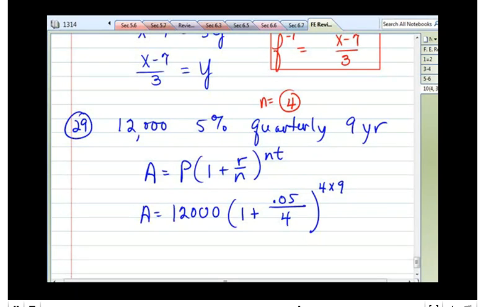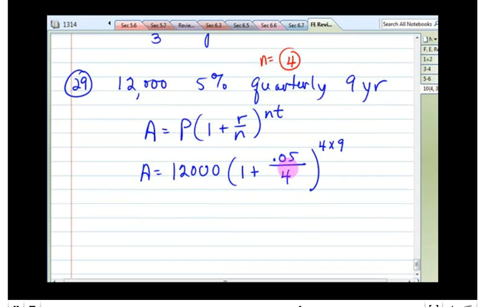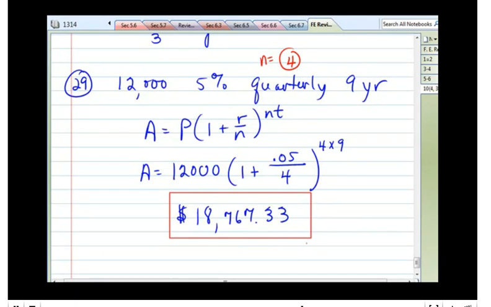If you're doing it in your calculator, which you will, you could try putting it all in at once, but sometimes people get messed up on that. If you do it in pieces, in other words, do 0.05 divided by 4 and hit enter, and then add 1 to it, hit enter, raise it to the 36, enter, and then multiply by 12,000, you should get that. I would practice and make sure. Putting it in the formula is not the hard part. Making sure you do it in the calculator right is the issue.